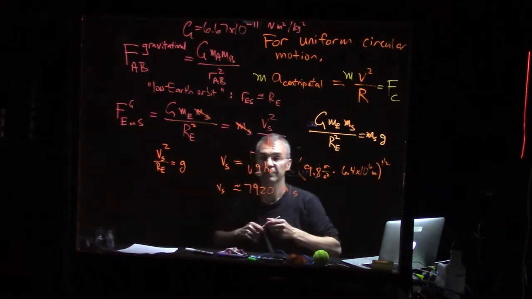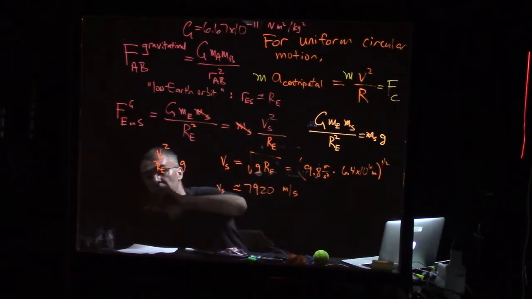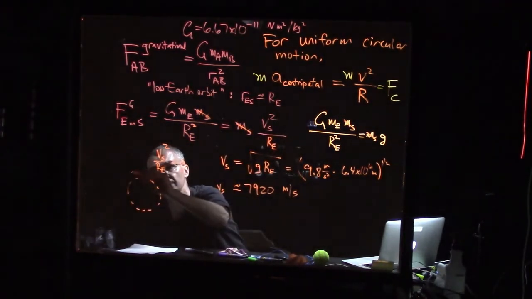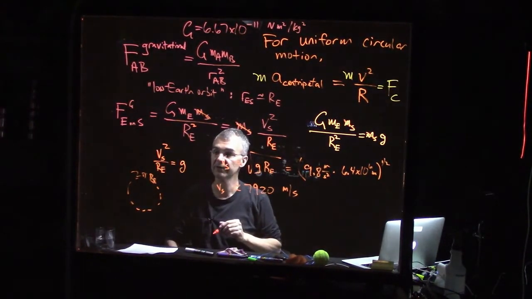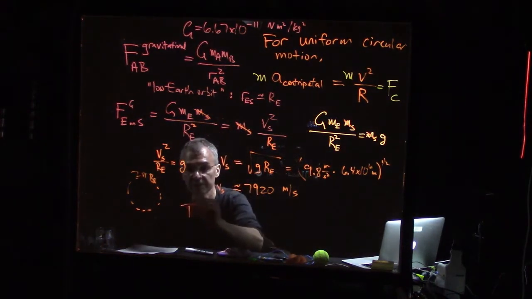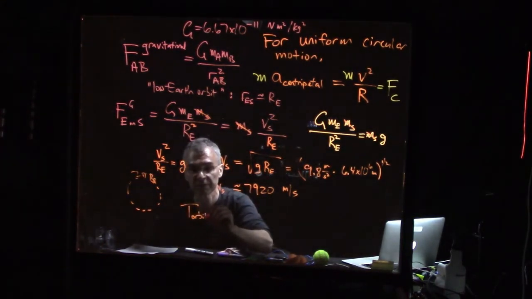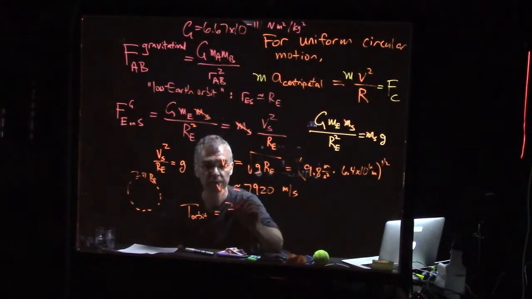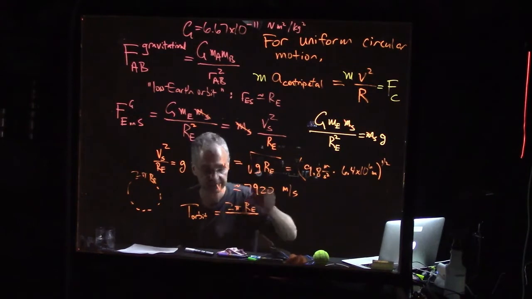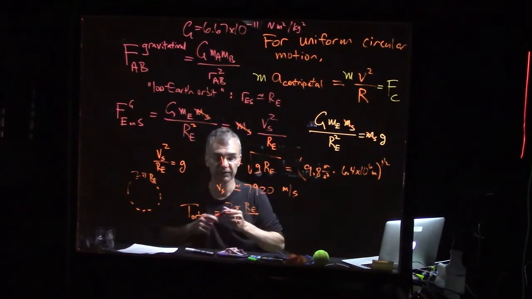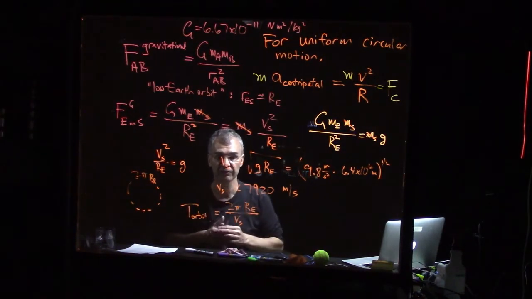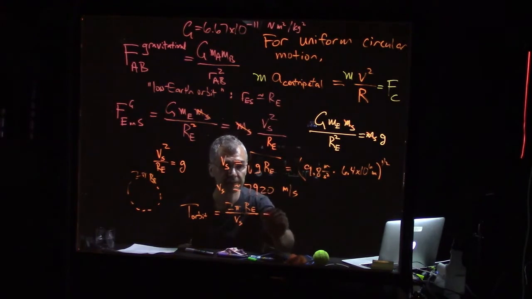So then the question is, how long does it take to go around Earth? Let's see if we got this right. So you say, okay, I want to go all the way around Earth. So that's a distance of 2 pi times r Earth. That's how far I'm going, and I'm going at a speed of v. So the orbital period, the time it takes to go all the way around, must be 2 pi times the radius of Earth divided by this speed. Does that make sense? Because there's meters divided by meters per second, so you get seconds. That seems good.